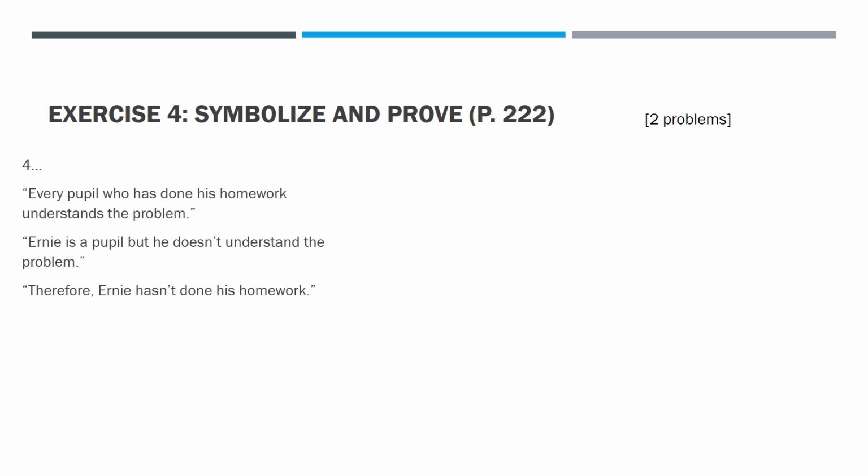First premise, we have a universal affirmative proposition. We have pupil, the subject, but along with that we have someone who has done his homework, so that will be in the antecedent, and the consequent we have understands the problem. So the first premise is for all x, if x is a pupil and x has done his homework, then x understands the problem.